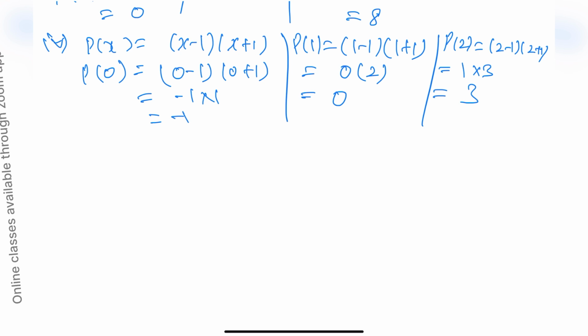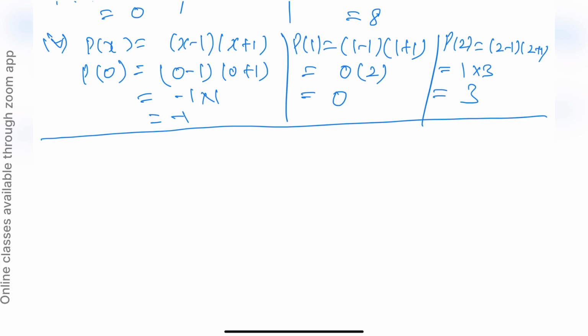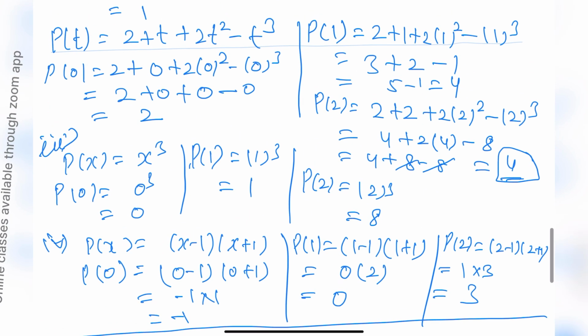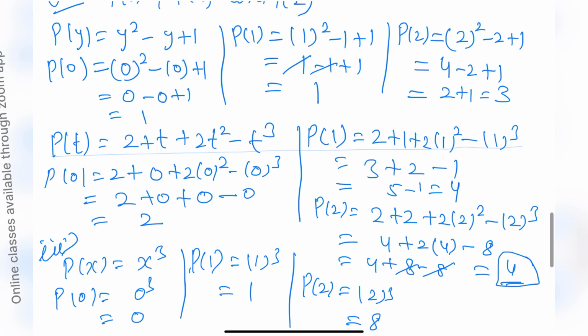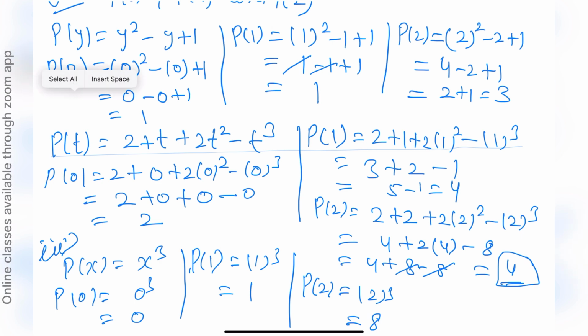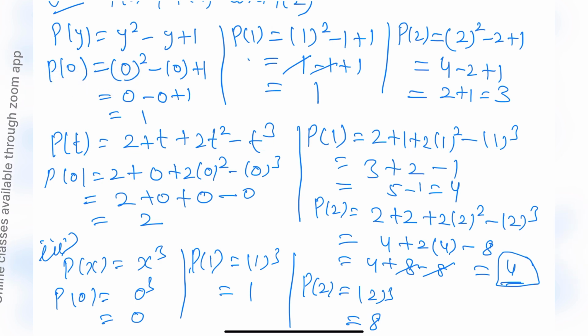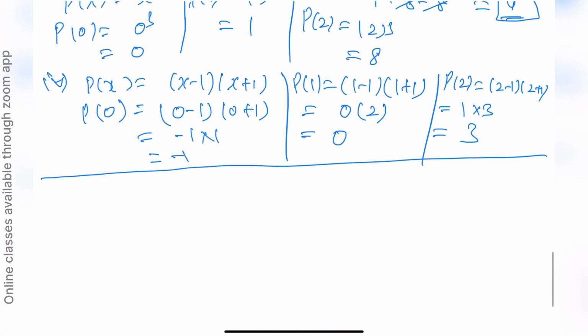So here we have to find P0, P1, P2 for each of the following. So just replace the variable given by the value we have to find. Like y is given, then we replace it by 0 because we have to find P0, then P of 1, P of 2, similarly in the rest of the parts we found.